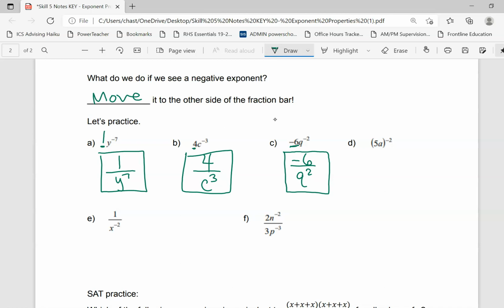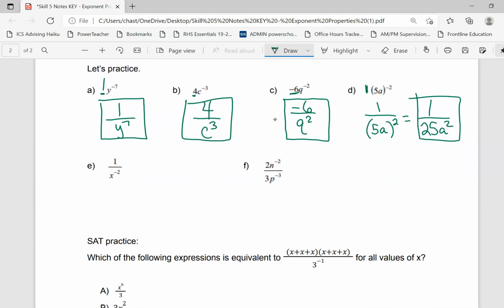On the next one, we have a quantity raised to a negative exponent, so I'm going to write, and there's an understood 1 being multiplied to it. And then I'll have 5a quantity squared. So I'm going to now apply my product property here. 5 squared is 25. So we had a couple steps here, but that's what our answer should look like.